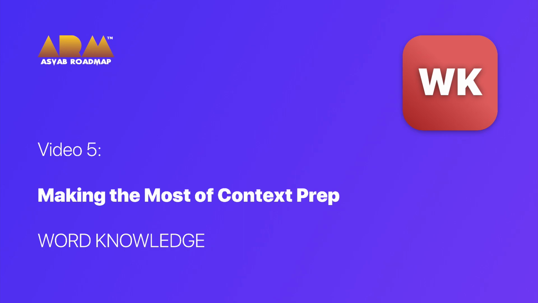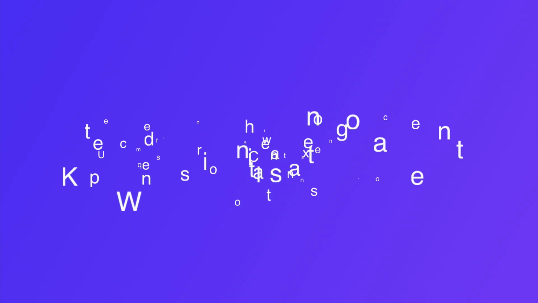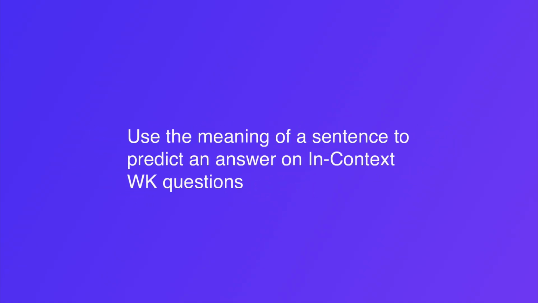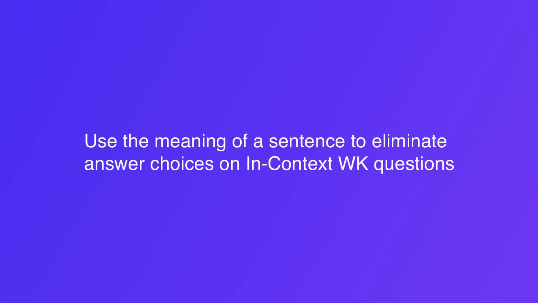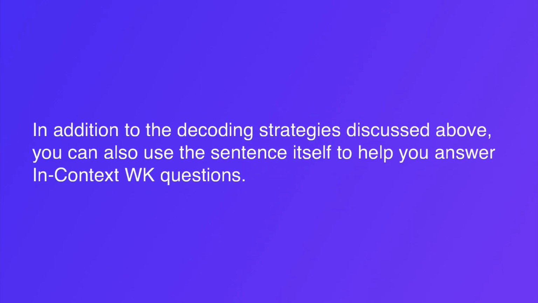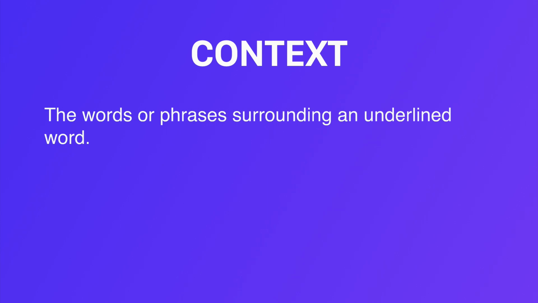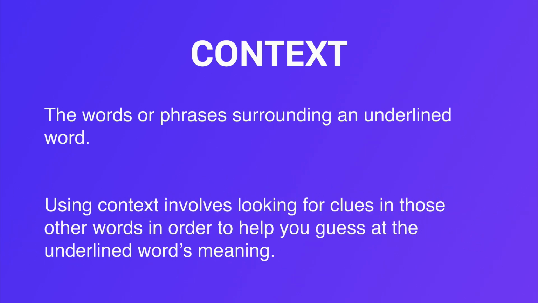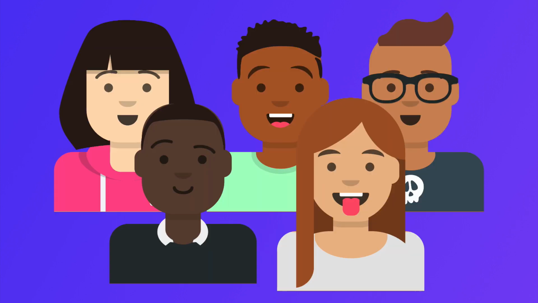In this section, you will learn to use the meaning of a sentence to predict an answer on in-context questions, and use the meaning of a sentence to eliminate answer choices on in-context questions. In addition to the decoding strategy discussed above, you can also use the sentence itself to help you answer in-context questions. Context simply means the words or phrases surrounding an underlined word, and using context involves looking for clues in those other words in order to help you guess at the underlying word's meaning. So let's talk about some ways that context can be helpful.